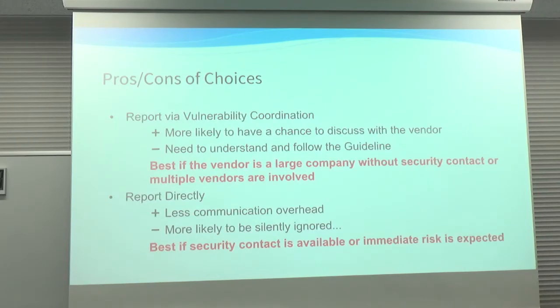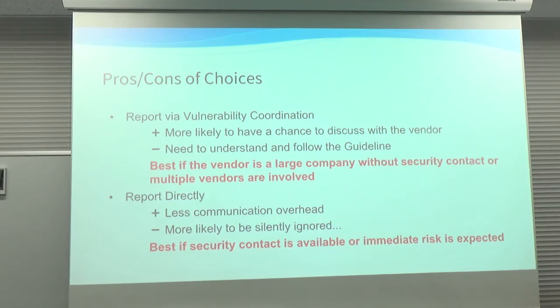So there are some pros and cons of the choices, and this is a bit biased from my experience, but anyway, reporting via vulnerability coordination is good because you are more likely to have a chance to discuss with the vendor. The negative point of reporting directly is the reverse: it's more likely to be silently ignored. Especially for large companies, vulnerability reports are very likely to be ignored if we contact them directly, or if I contact the customer support center, I can't get past the customer support center.